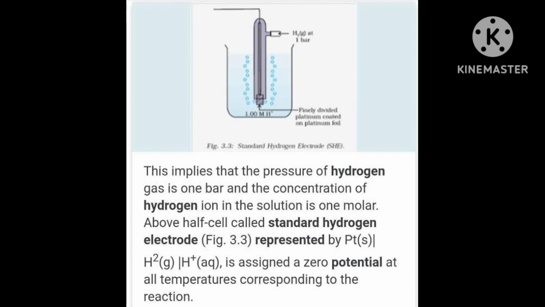But whatever potential it is creating, that is a different thing. Simply it is considered as a zero. Then this, what I discussed, is called a standard hydrogen electrode, and its value is 0 volt. This is called primary reference electrode. Now this is the starting point.